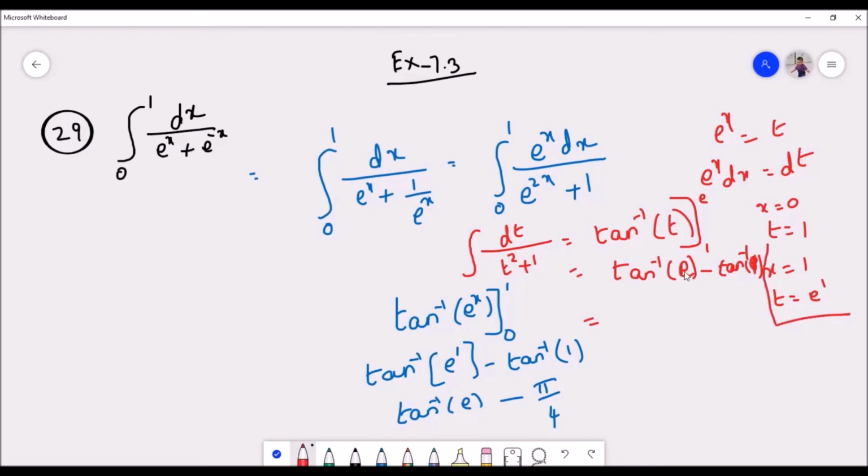So tan inverse of e is the first term, because the upper limit has to be applied first. So tan inverse of e minus tan inverse of 1, which is pi by 4. So either this way we can solve or like this way. Anyway, it's correct.